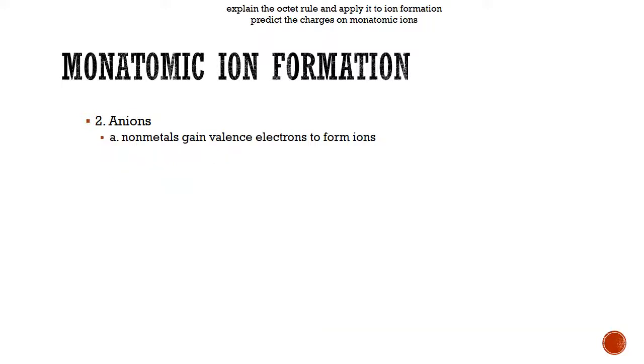Alright, so that would be for all group 16 elements. Now we'll take a look at group 15. Group 15 nonmetals will form an ion with a 3 minus charge. And again, we'll take a look at an example. Let's take a look at nitrogen here.